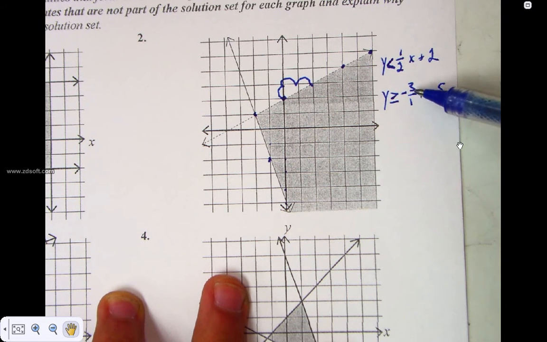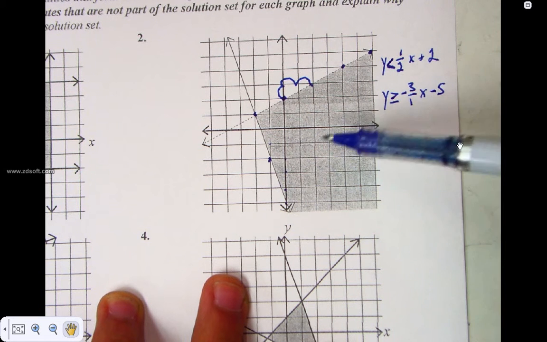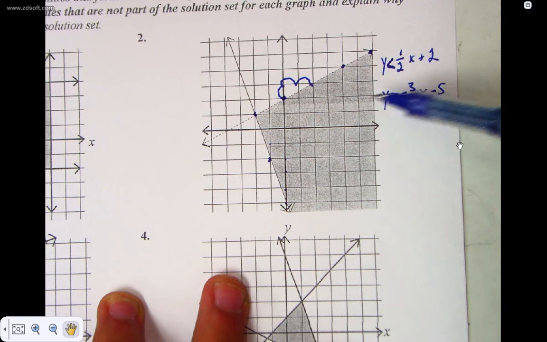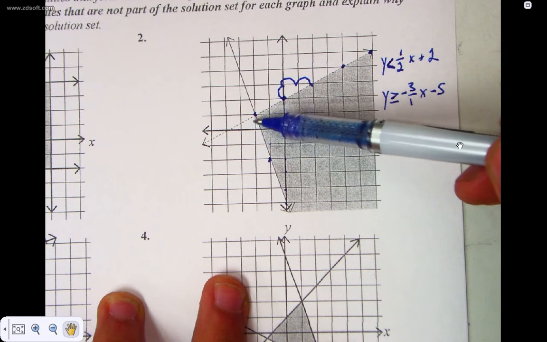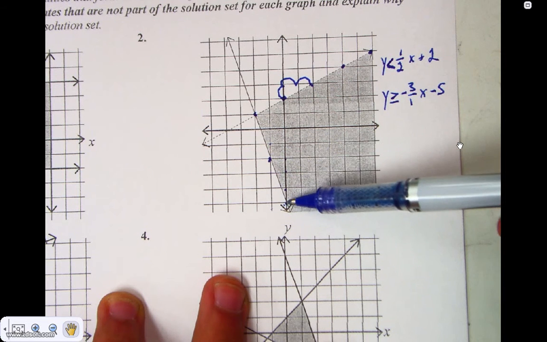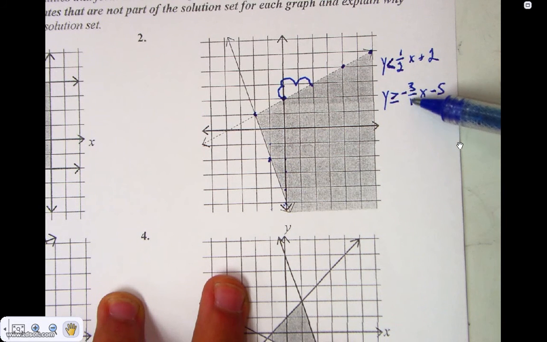So when you look at this negative 3 over 1, you might be asking, well, why is it negative 3 over 1 when it was up 3, left 1? Well, this was actually supposed to be more out in front, but look, even if it was negative 3, that means down 3, right 1. So starting here, it's the same thing. 1, 2, 3 down, right 1. Or I can say up 3, left 1.